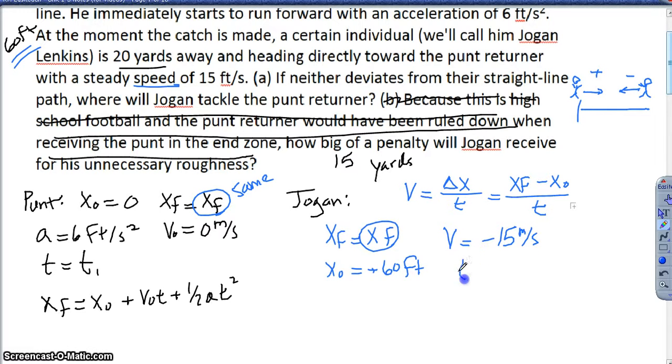And then time is also important because we know that time so often is the one thing that brings both of these equations together. However long it takes from the punter catching the ball to running, it's going to take the same length of time for the tackler to reach him and eventually bring him down to the ground. So I know that both of those times are also the same, which is very, very important.